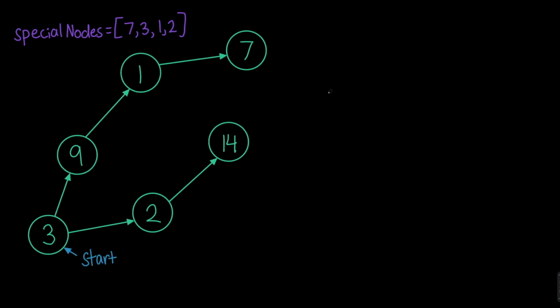In this video, we'll discuss the problem, get special nodes in a directed graph in level order. We'll start by understanding what the question is asking, then we'll talk about a conceptual approach, and lastly we'll jump into the code.